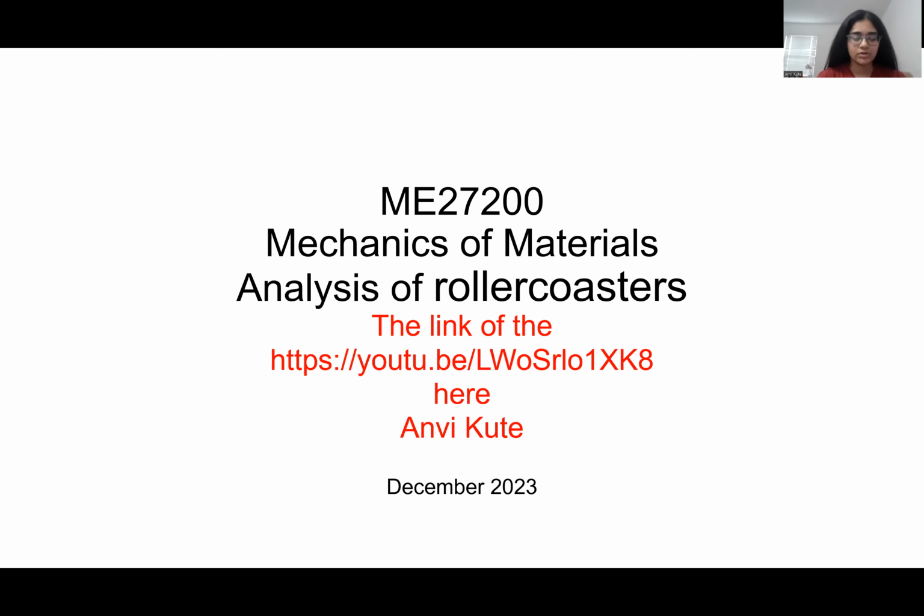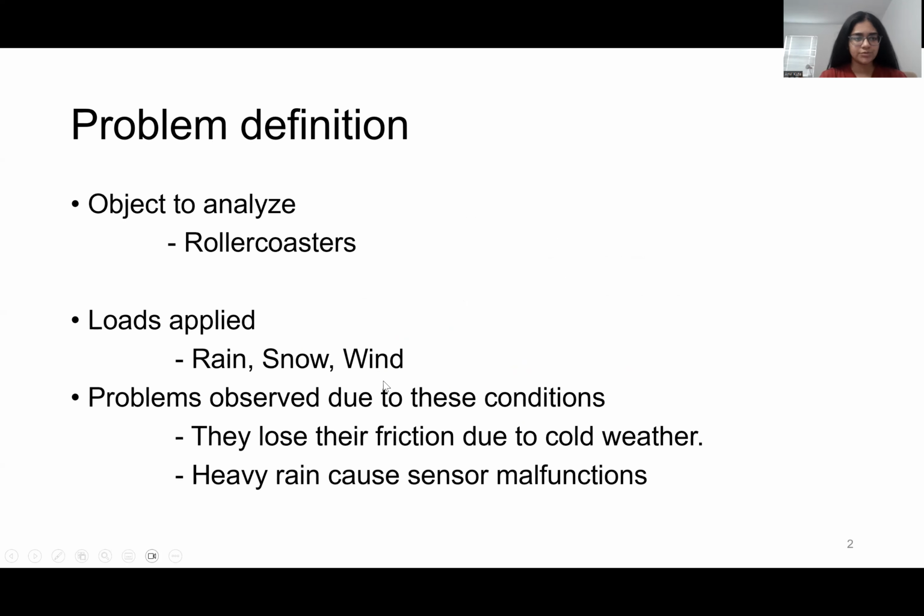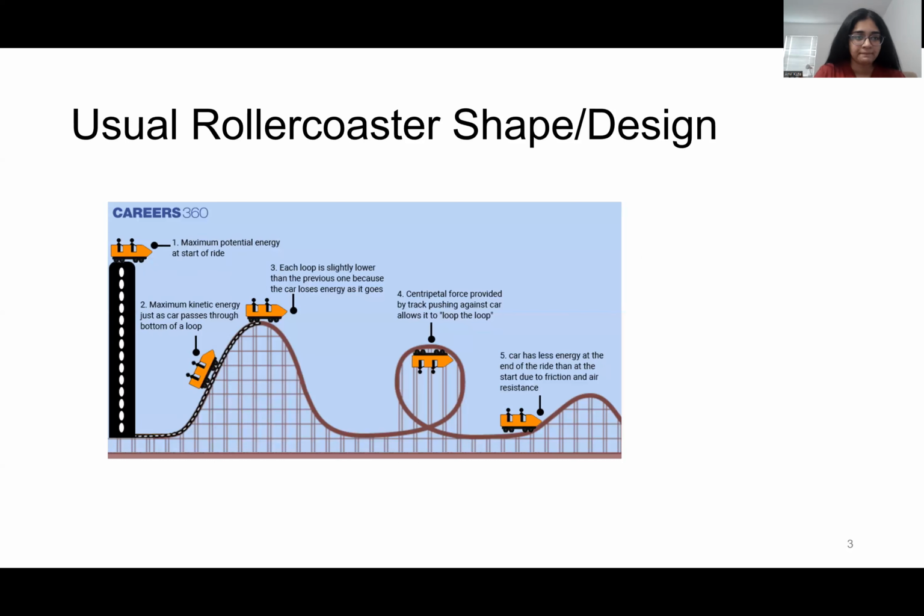Hello. So in this final project of mechanics of material, we will analyze roller coasters. The problem definition: the object to analyze is roller coasters. Loads applied are rain, snow, wind, and all sorts of other conditions. Problems observed due to these conditions are that they lose their friction due to cold weather, and heavy rain causes sensor malfunctions.